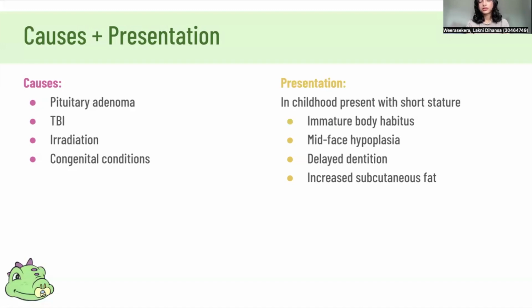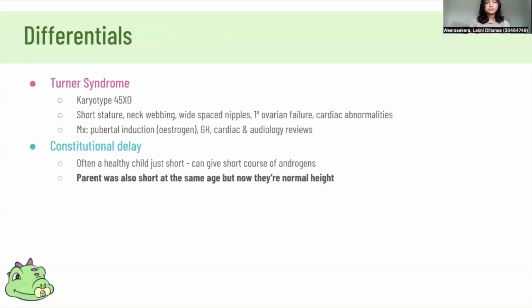And the way this tends to present is in childhood, the most important is short stature. So immature body habitus, mid-face hyperplasia, delayed dentition, and increased subcutaneous fats are also other presentations. In terms of differentials, some other causes could be Turner syndrome and constitutional delay. Constitutional delay tends to be what we look at if the child's parent was also short at the same age, but have grown to be of normal height in adulthood.